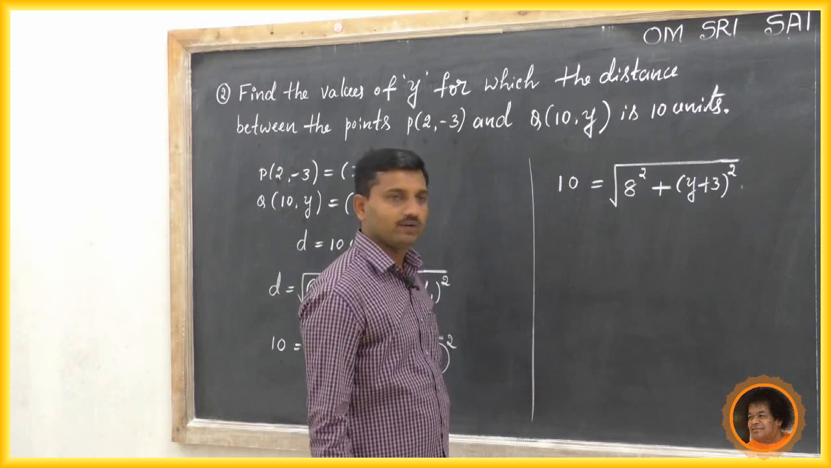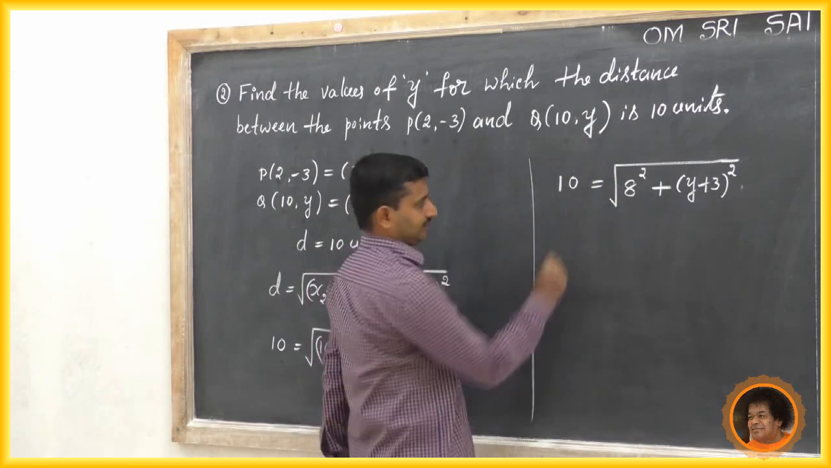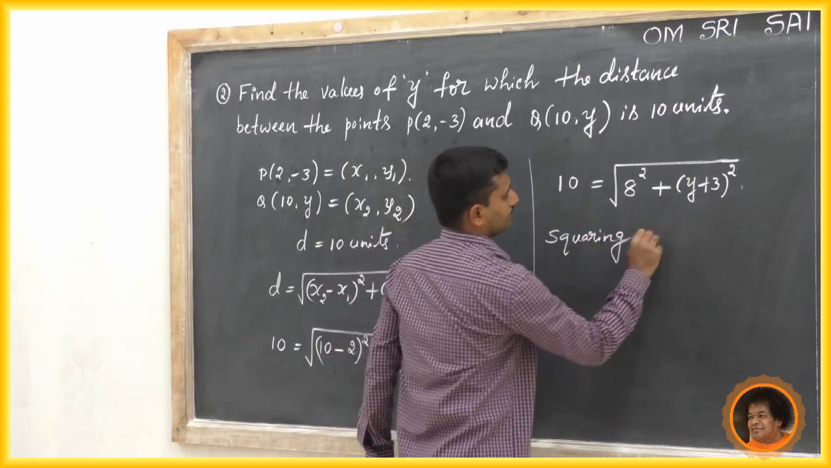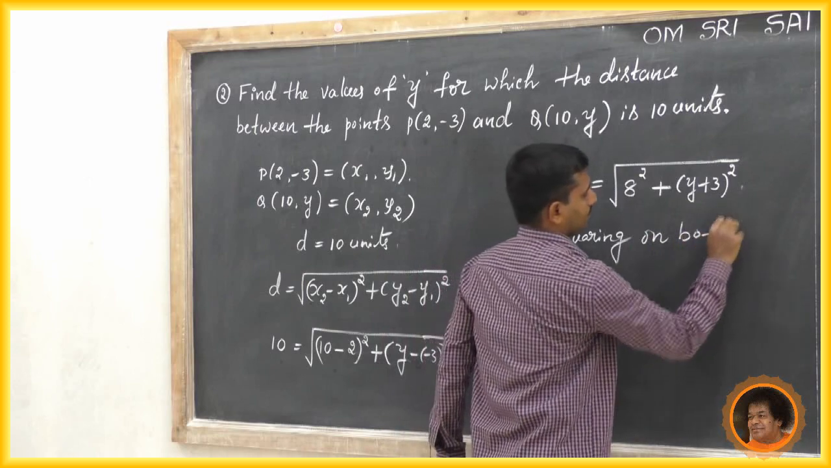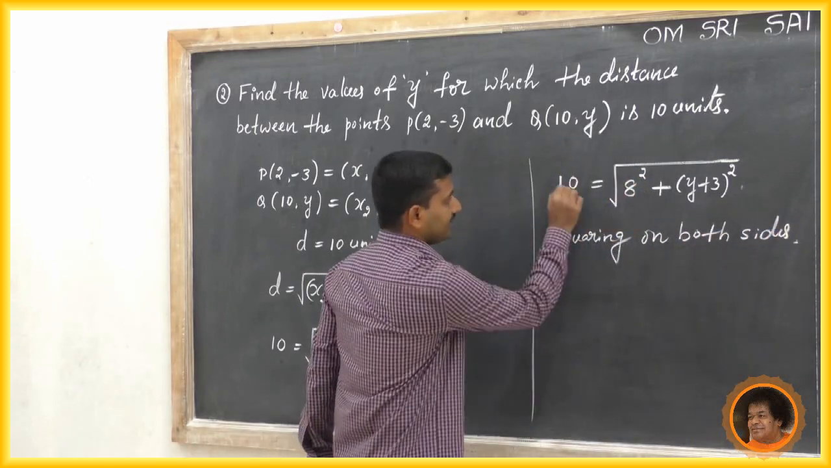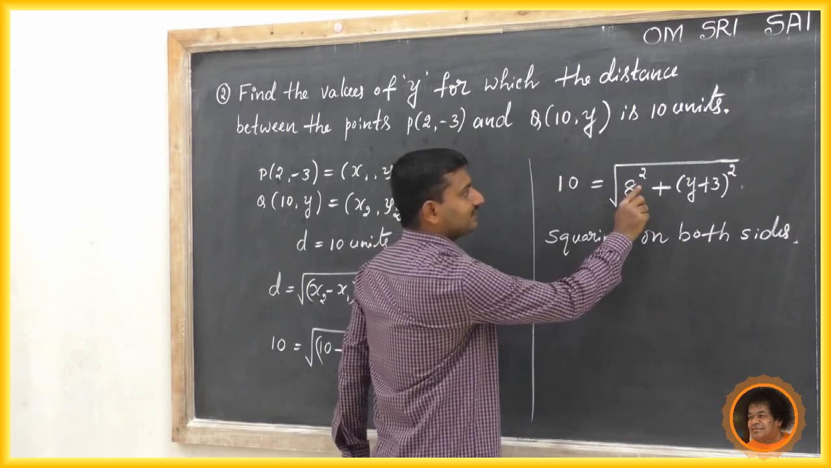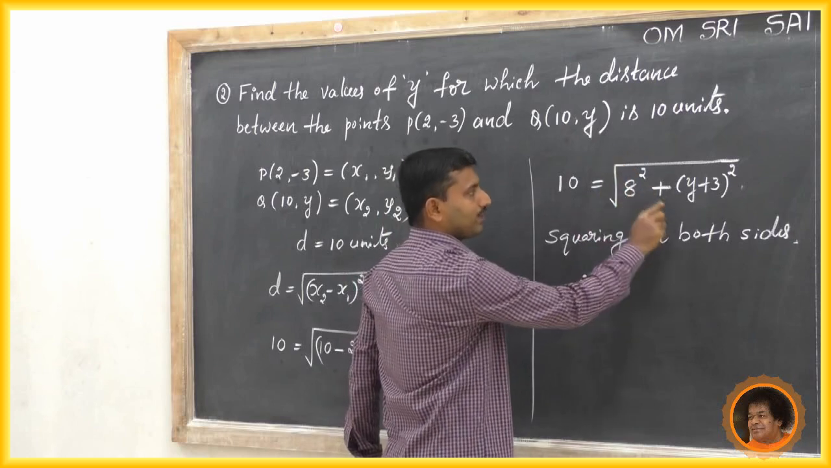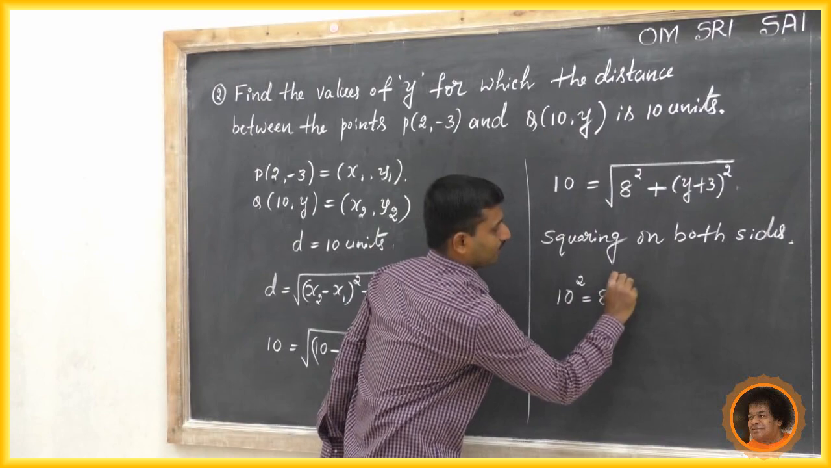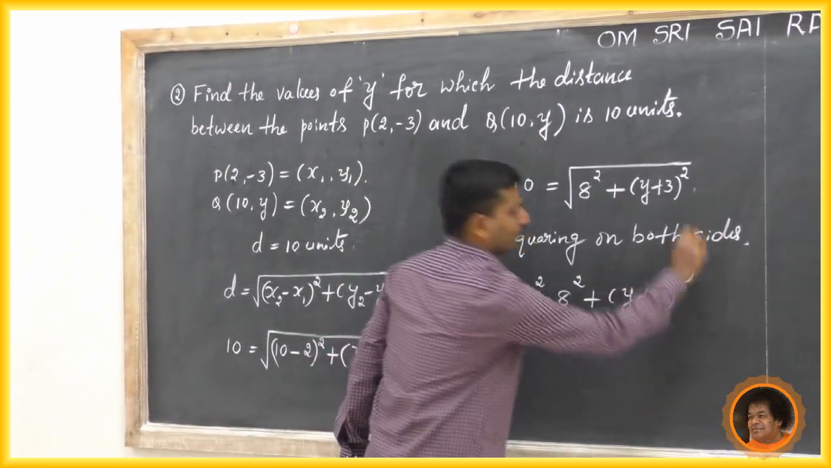How to find the value of y? Here square root is there. By squaring on both sides. So we get 10 square equal to, on the right hand side, square root of 8 square plus y plus 3 whole square, their square. So we get 8 square plus y plus 3 whole square.